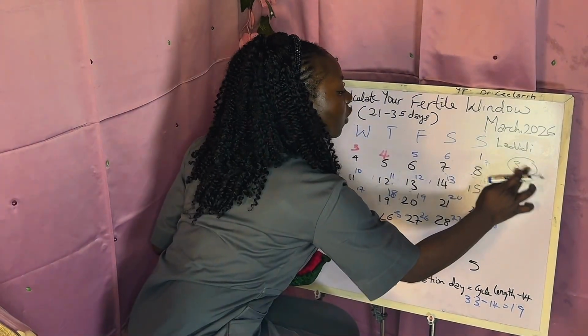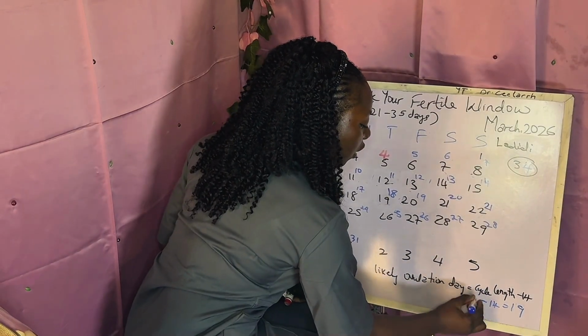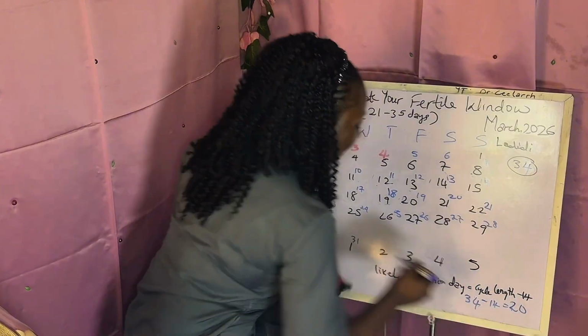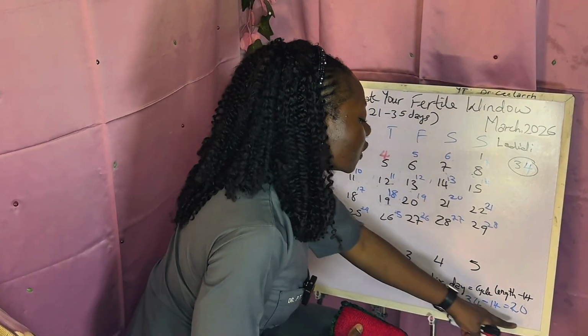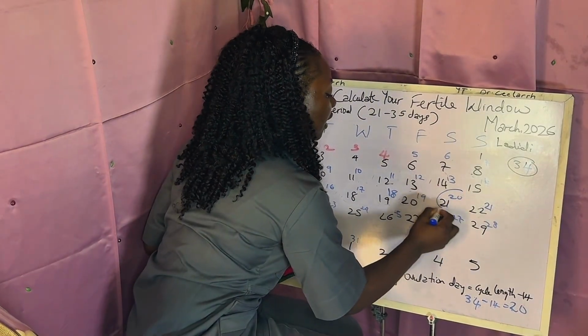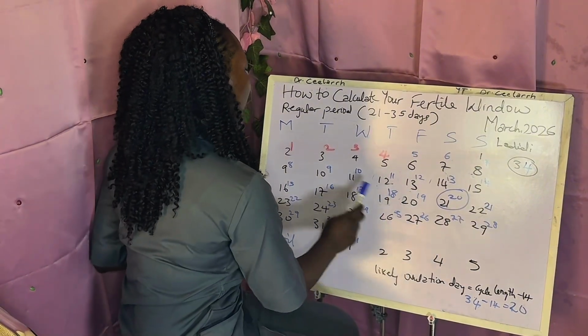A cycle length of 34 days. So it's going to be 34 minus 14, going to give us 20 days, guys. 20. So she's likely to ovulate on the 20th day of her cycle. And where's the 20th day? Here it is. So 5 days before the 20th day is 1, 2, 3, 4, 5.